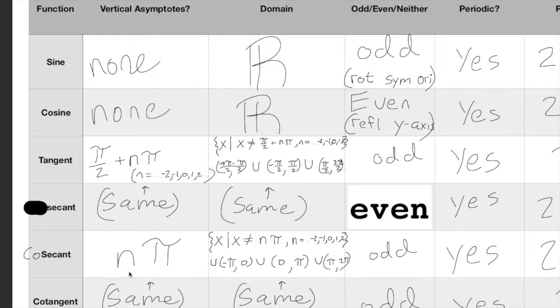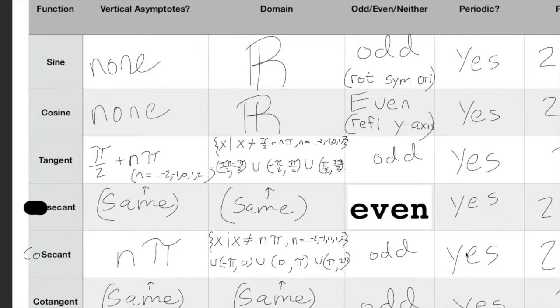The cotangent is going to be the same as cosecant because they both have sine of x in the denominator as how they're defined. So wherever sine of x is equal to 0, then both cosecant and cotangent are going to have vertical asymptotes. You can see that on their graph. Both cosecant and cotangent are going to be odd functions. They're both going to be rotationally symmetric about the origin.